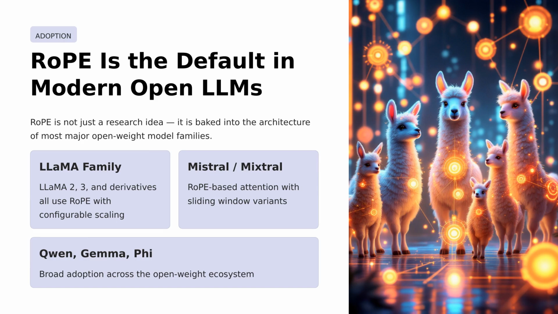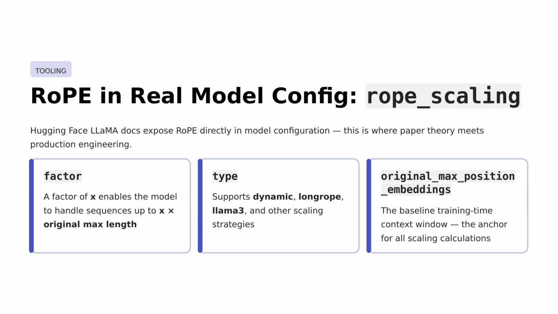RoPE has clearly become the default positional encoding in modern open language models. It's built directly into major open-weight families, not treated as an optional research feature. The LLaMA series, including LLaMA 2 and 3, uses RoPE with configurable scaling. Mistral and Mixtral also rely on RoPE, including sliding window attention variants. And across models like Qwen, Gemma, and Phi, we see the same pattern: broad, ecosystem-wide adoption.